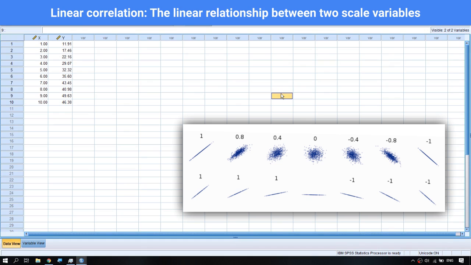Now on the other hand, if the correlation is close to 0, either from the positive side or from the negative side, it means that we don't have a strong linear correlation. Or in other words, the points do not look like a straight line at all. Now let me show you how to do it in SPSS.